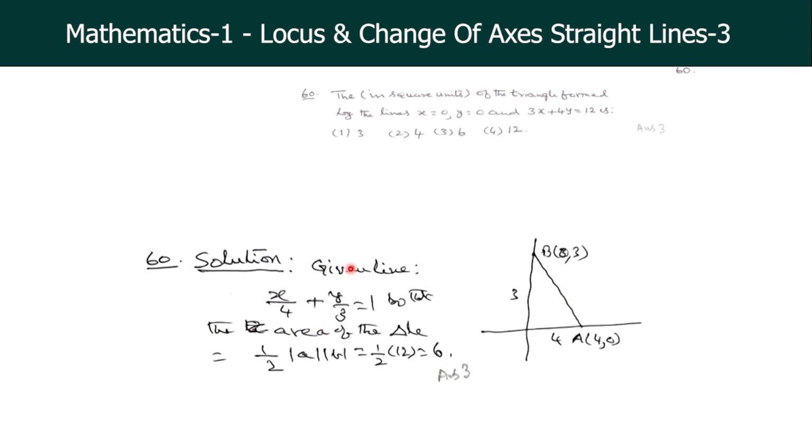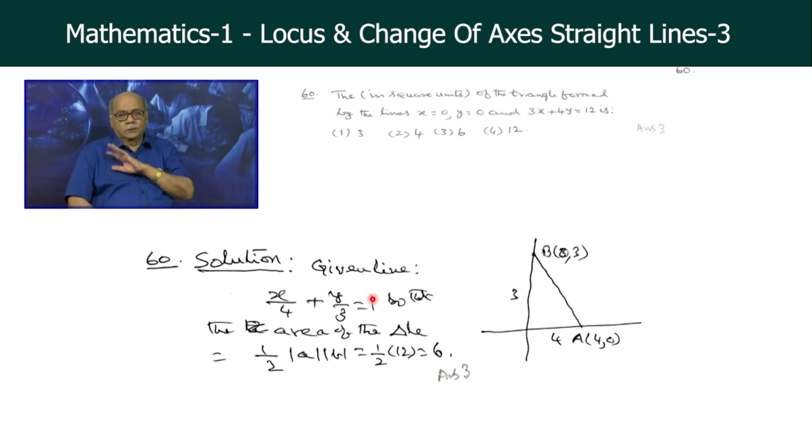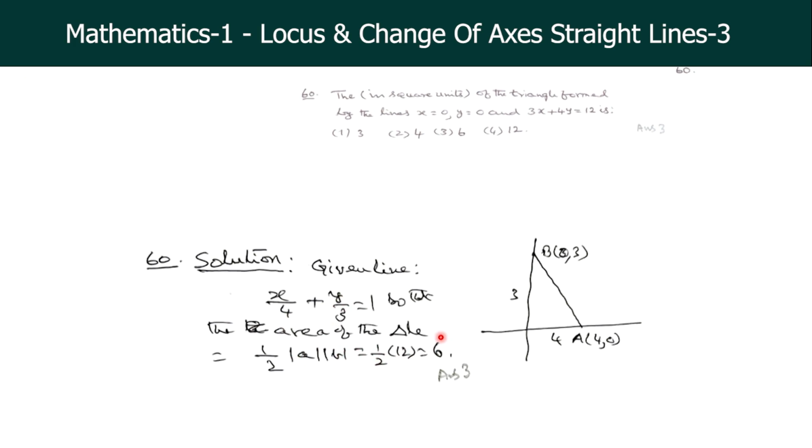So, now you are given that the line is x/4 + y/3 = 1. And you know that the area of the triangle formed by the line x/a + y/b = 1 and both axes is simply half of |ab|, that is half of the modulus of the product of the intercepts. So, here a = 4 and b = 3. So, the area is half of 12, which is equal to 6 square units. So, the correct option is 3.